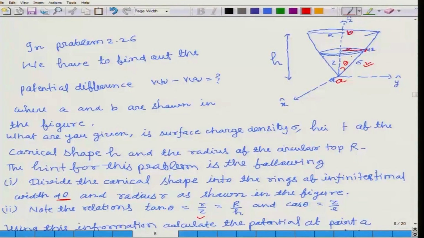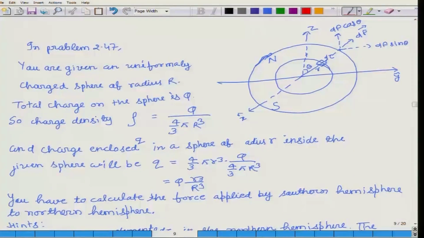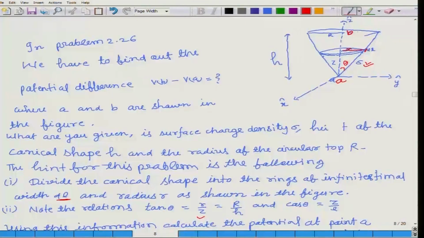So, these quantities depend on each other, that is z depends on L, and using this information, you just add up the potential due to these rings to find out the potential at point B and at point A, then find out the potential difference between A and B. So, that is all.